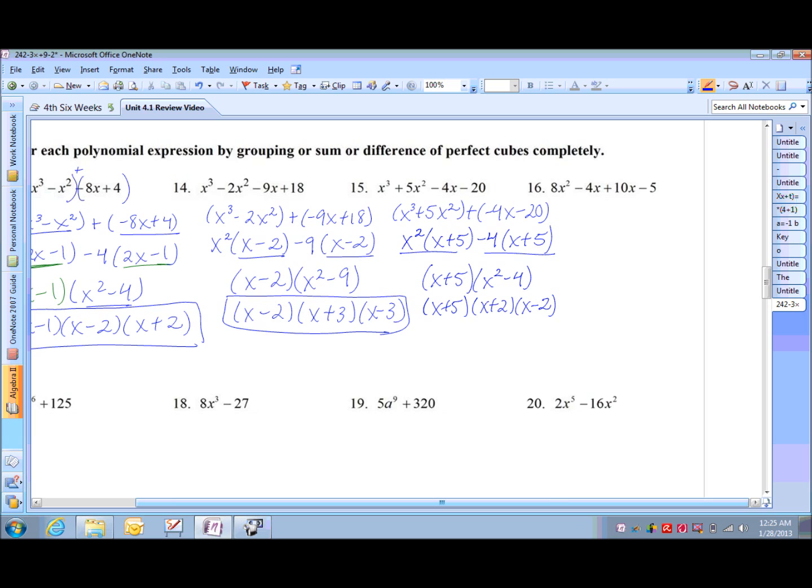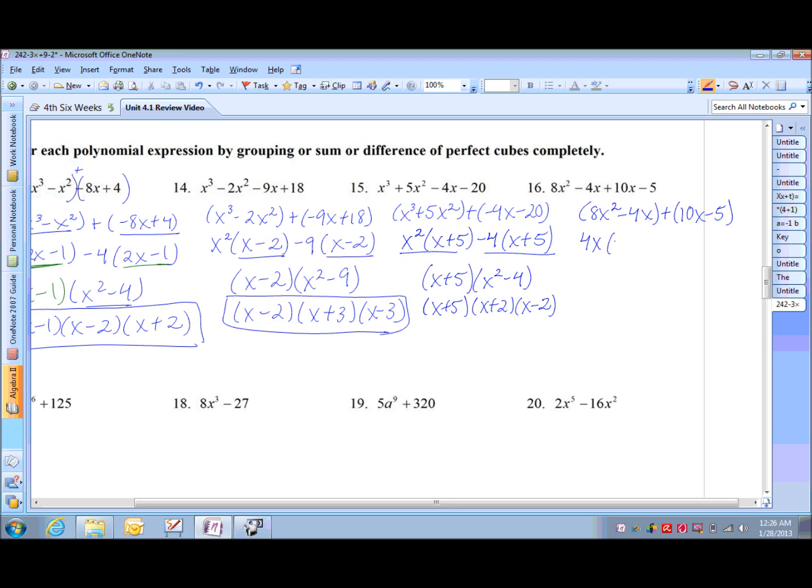Okay, problem 16. Same process. We're going to group the first two terms together, 8x squared minus 4x, and then we're going to group the second two terms together, 10x minus 5. We pull out the GCF of the first set of parentheses, and that would be 4x.